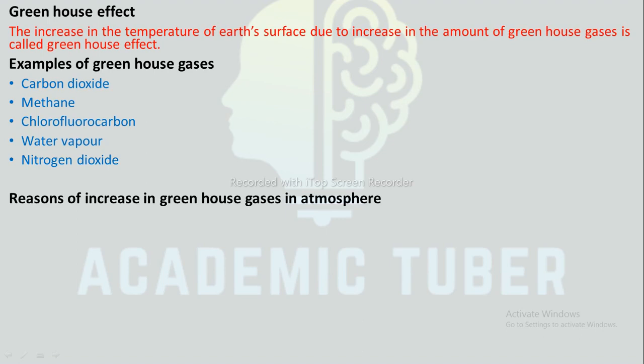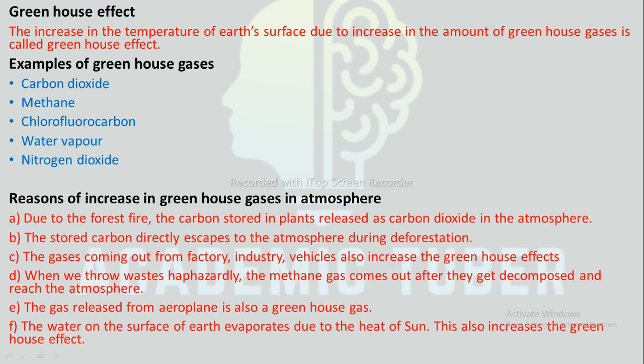Reason of increase in greenhouse gas in atmosphere. Due to the forest fire, the carbon stored in plants releases as carbon dioxide in the atmosphere. The stored carbon directly escapes to the atmosphere during deforestation. The gases coming out from the factory, industry, vehicle also cause the greenhouse effect. When we throw wastes haphazardly, the methane gas comes out after they get decomposed and reach the atmosphere. The gas released from aeroplane is also a greenhouse gas.